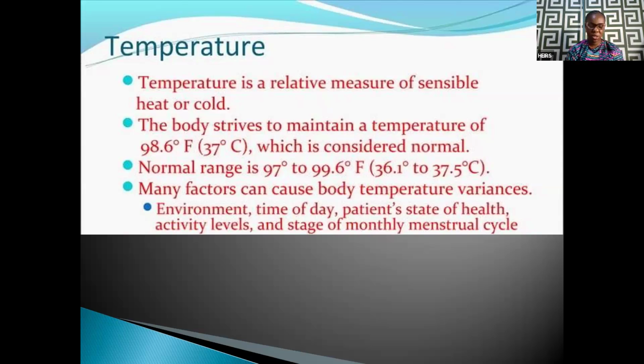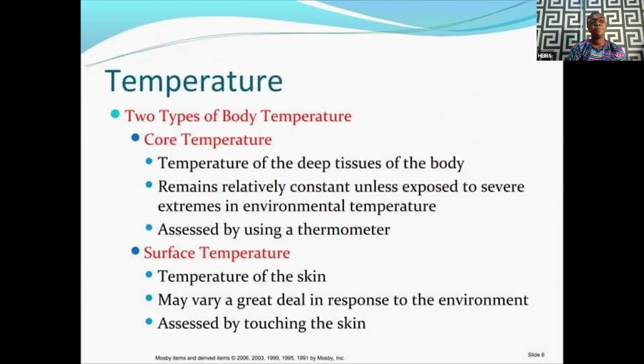Did you take that temperature reading in the morning or in the evening? Your patient's state of health, activity levels, and stage of monthly menstrual cycle could also affect the temperature reading. So now there are two types of temperature. There's the core body temperature, and there's the surface temperature.